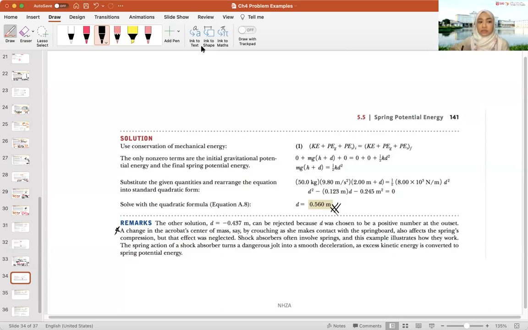When the acrobat crouches, dia buat macam ni center of mass dia akan berubah, and that affects how the energy is distributed, ataupun it has some effect lah on the overall system. We say that the acrobat is a system lah. So it will be different. Now we are assuming that the acrobat, bila dia lompat, dia tegak. Which is weird, but this is our assumption to make our life easier. So kita tak ambil ni. D equals to 0 minus 0.437 can be rejected because D was chosen to be a positive number.